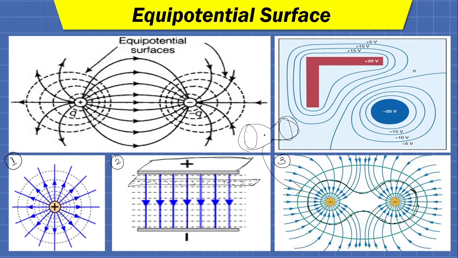Okay. And to have a practical example which we can actually perform in our laboratory, here we have taken a conducting surface of L shape and we have provided plus 20 volts with the help of a DC power supply. Fine. Then we have taken a conducting surface of elliptical shape and we have provided minus 20 volts with the help of the same or a different DC power supply.